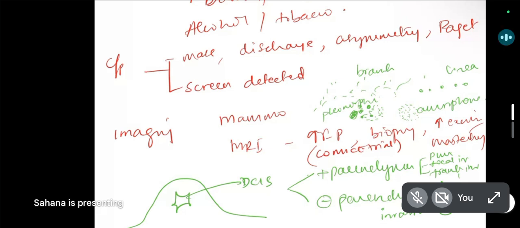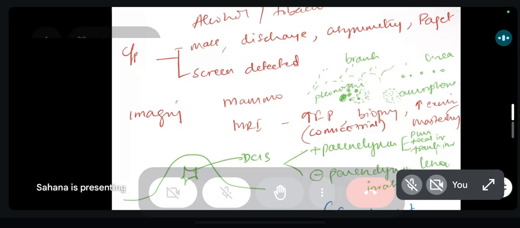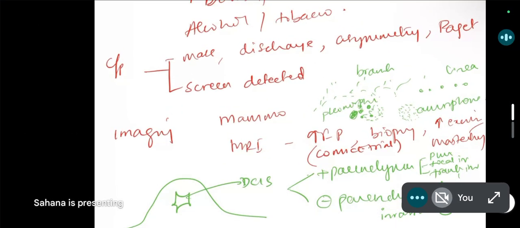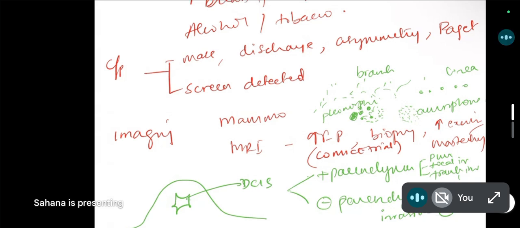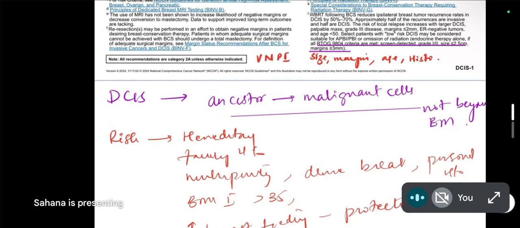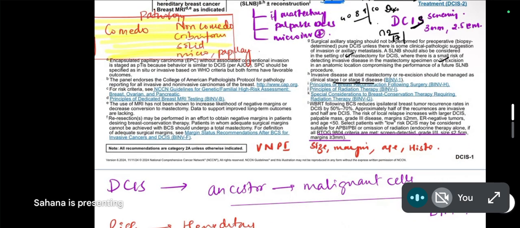So NCCN recommends no routine SLNB except for two scenarios. If you're subjecting the patient to mastectomy because there is extensive DCIS where you find parenchyma preservation is not possible. Second, when there is mass-forming DCIS where the chance that an invasive component not picked up in biopsy might come positive in histopathology is very high. Meaning if it is forming a mass, when it is in the upper outer quadrant, when you are doing lumpectomy in the upper outer quadrant, then also sentinel lymph node biopsy is indicated.